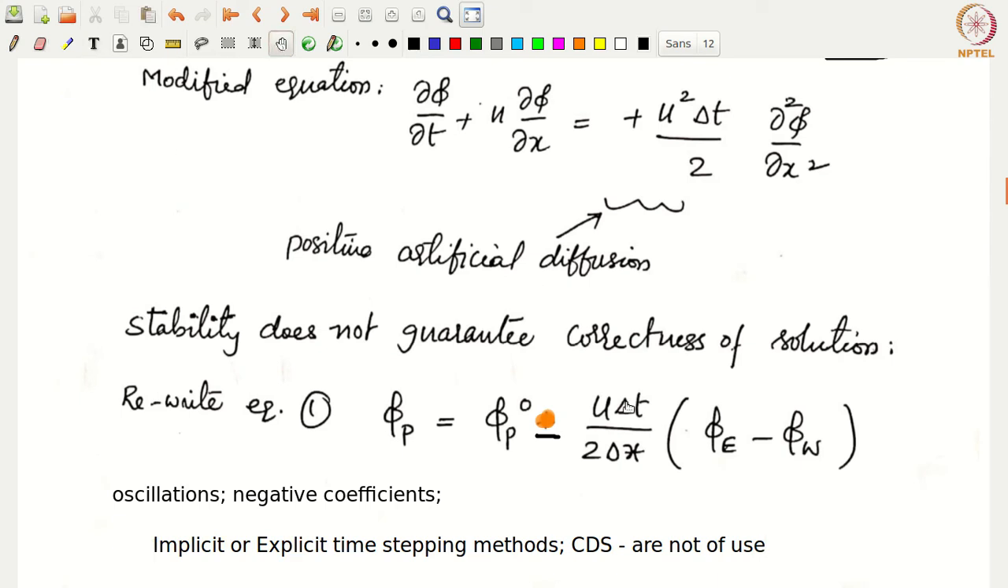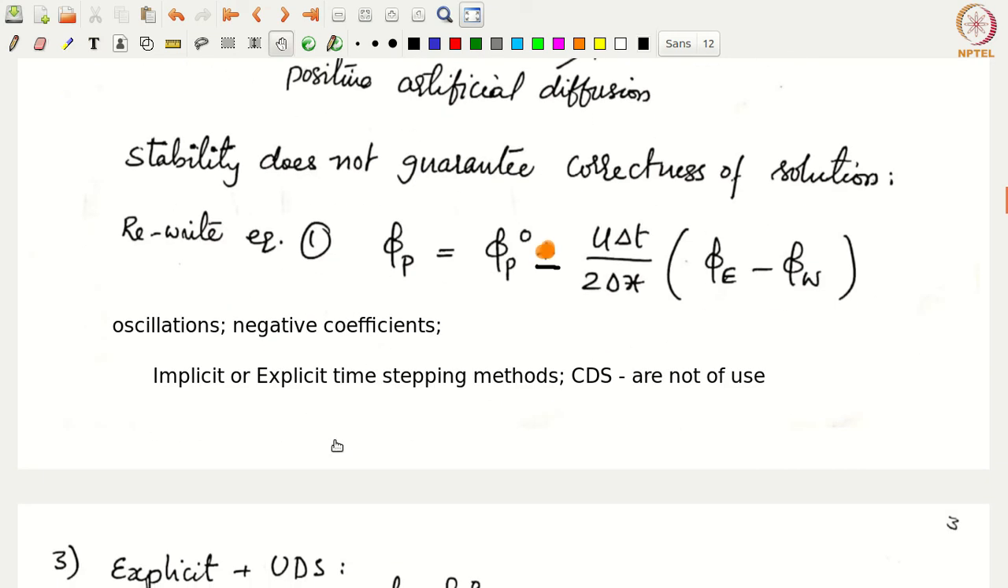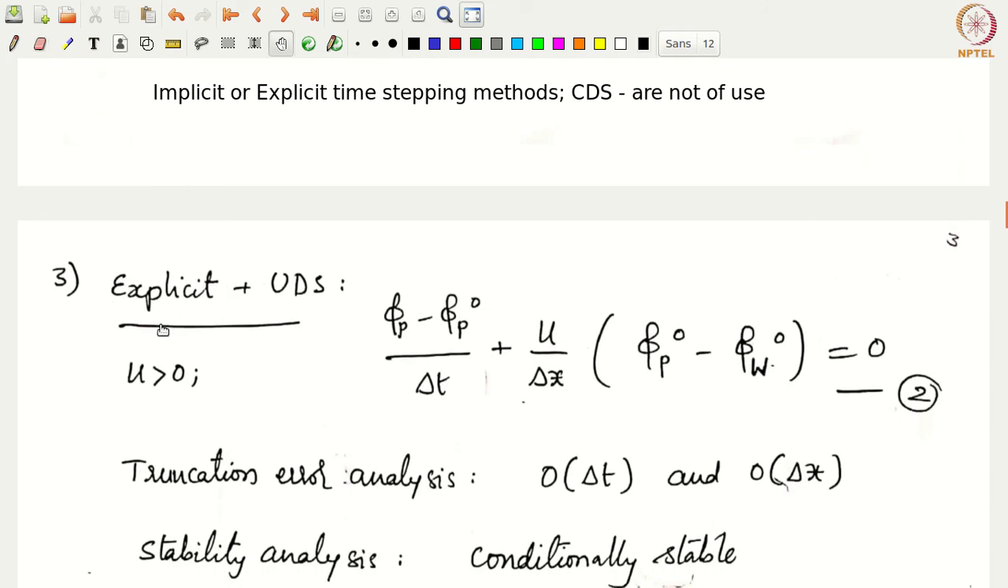Now let us explore the other two methods, which are either the implicit or explicit, but used in the context of the upwind difference schemes. All right, let us look at the upwind difference schemes. So let us get started again with the explicit method for time stepping and the upwind difference scheme for the spatial derivatives. Because it is explicit, we expect everything to be valued at the previous time level. That means everything will have a superscript of 0. The unsteady term remains as it is: phi p minus phi p0 upon delta t.